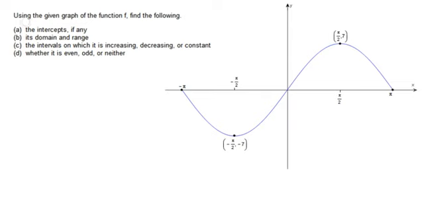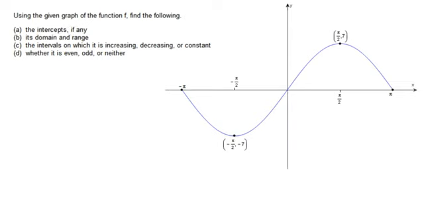In this example, we have a graph, and we want to find some information from it. We want to find the intercepts, if there are any. We want to find the domain and range. We want to find the intervals where the function is increasing, decreasing, or constant, and we want to determine whether the function is even, odd, or neither. Let's take these one by one, starting with the intercepts.